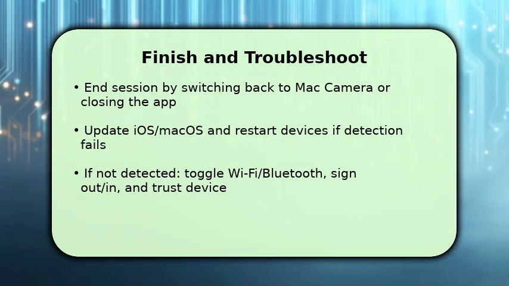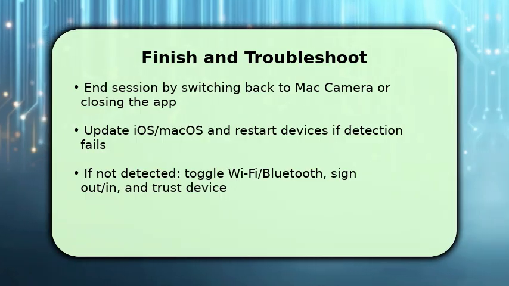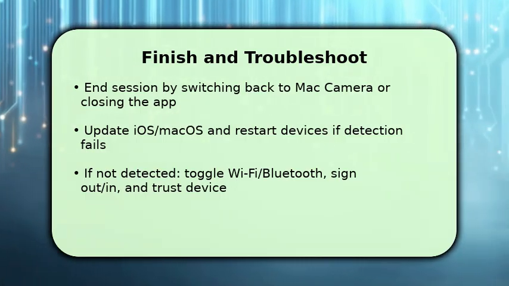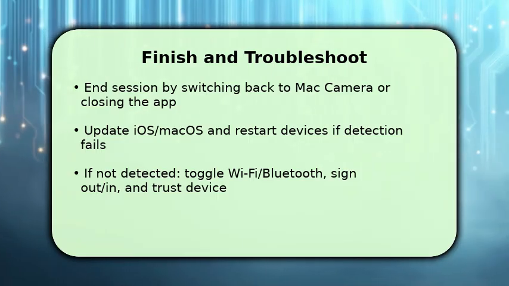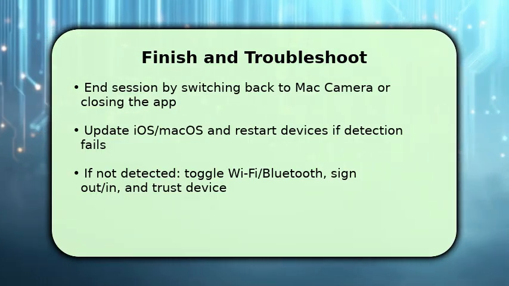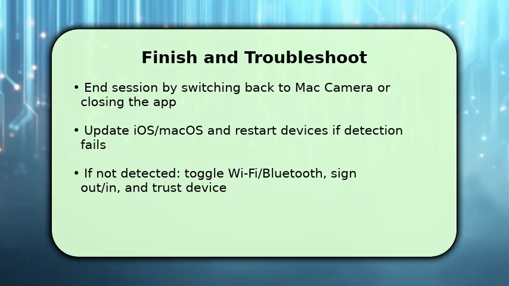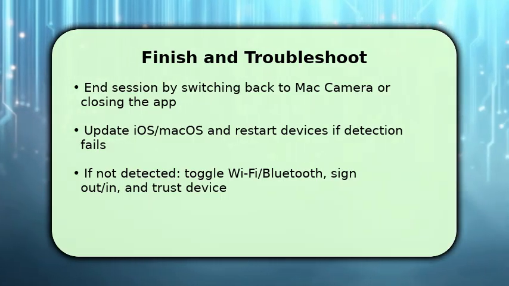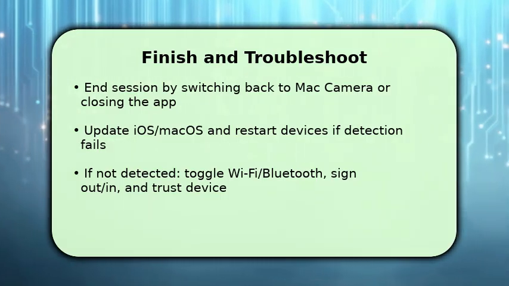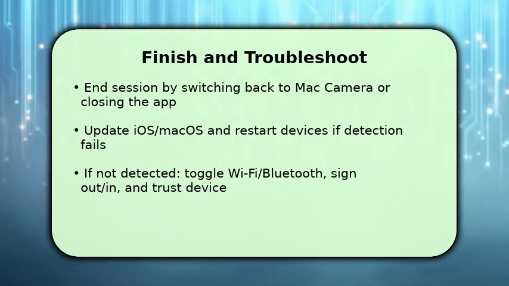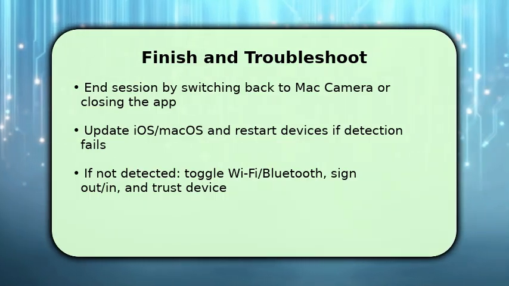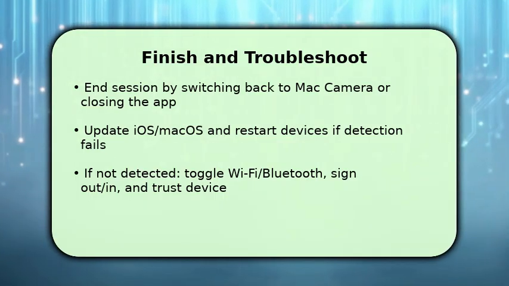If something goes wrong, first update iOS and macOS and restart both devices to refresh services. If the iPhone isn't detected, toggle Wi-Fi and Bluetooth, sign out and back into your Apple ID, and confirm you tap Trust on the iPhone. That single troubleshooting tip, restart and reauthorize, resolves most connectivity issues quickly.